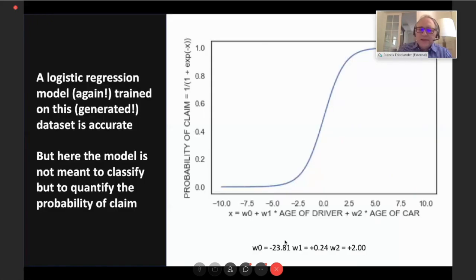But we're using this to predict what is going to be the probability that this client is going to file a claim in the coming year, right? So what you can see here, this is the sigmoid or the logistic curve. By doing a linear combination of the age of the driver and the age of the car, you can somehow predict what is going to be the probability that this client is going to file a claim. And this is important in a simulation.